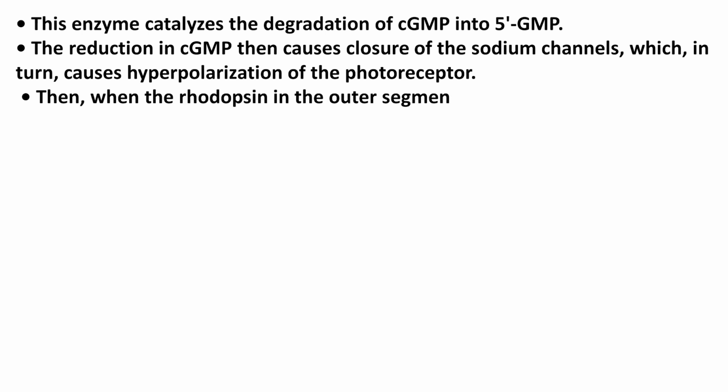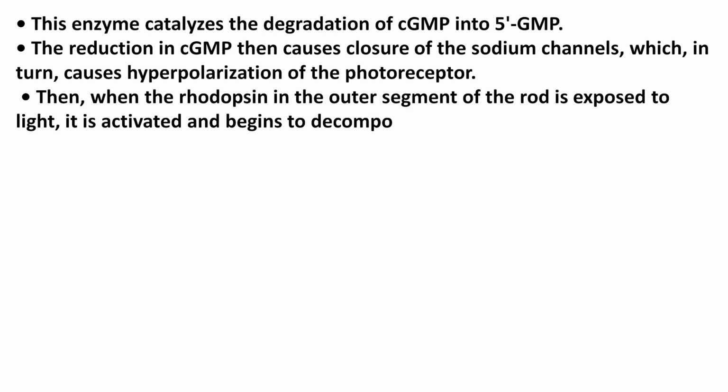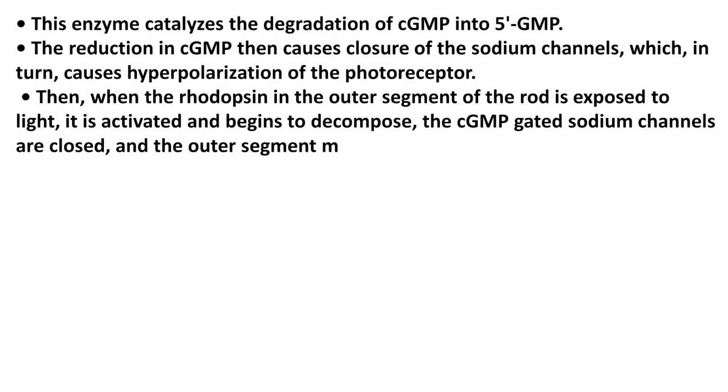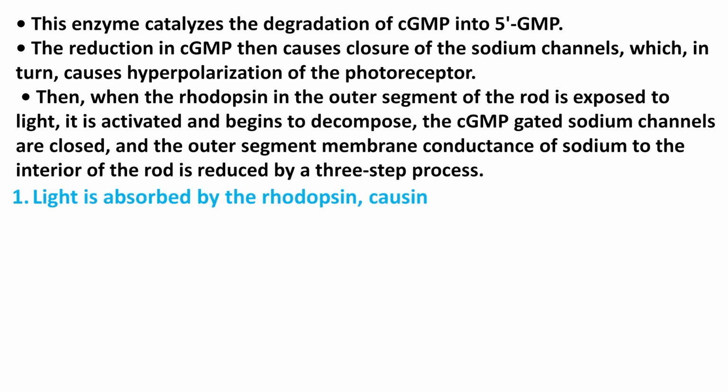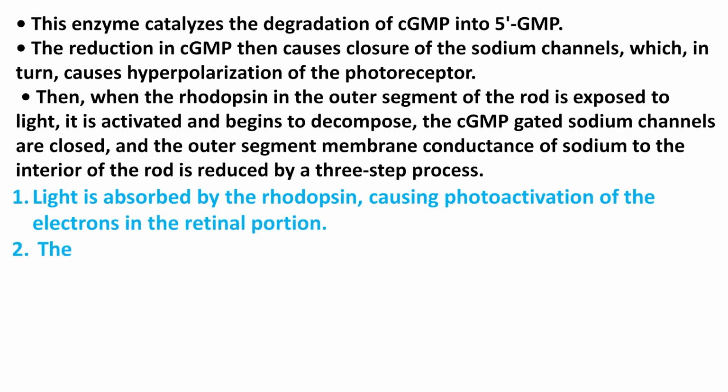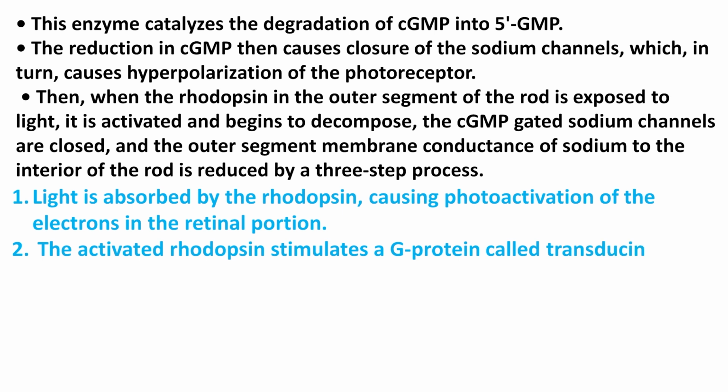Then, when the rhodopsin in the outer segment of the rod is exposed to light, it is activated and begins to decompose. The cGMP-gated sodium channels are closed, and the outer segment membrane conductance of sodium to the interior of the rod is reduced by a three-step process. 1. Light is absorbed by the rhodopsin, causing photoactivation of the electrons in the retinal portion. 2. The activated rhodopsin stimulates a G protein called transducin, which then activates cGMP phosphodiesterase.